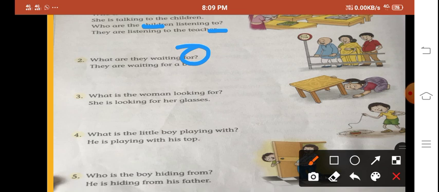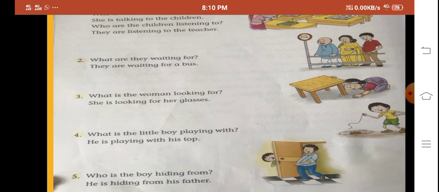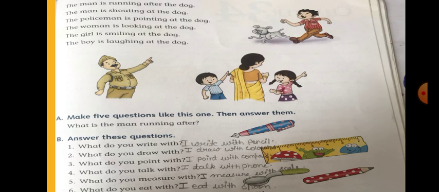Similarly, what is the woman looking for? Again, "for" is used at the end and it is a preposition. She is looking for her glasses. What is the little boy playing with? "With" is again a preposition which is used at the end. He is playing with the top. Who is the boy hiding from? Again, "from" is your preposition. So he is hiding from his father. Okay, so these are the preposition words: to, for, with, and from.